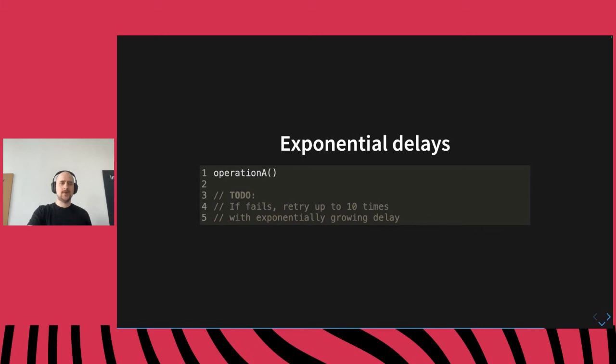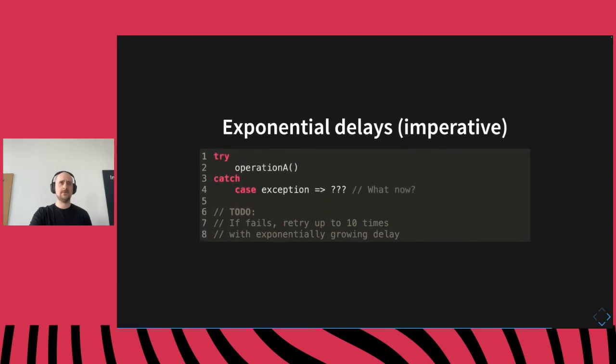I tried to implement it using imperative programming. So we need to catch an error. For this, we probably need try catch. And then what do we do when we get an exception? We need to call operation A again somehow. Should we do it recursively? But then we need to also pass some state, for example, the number of the retry. And I don't want to bloat our function A definition with this internal state.